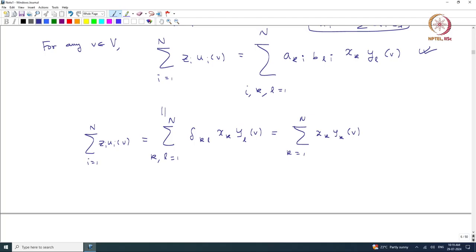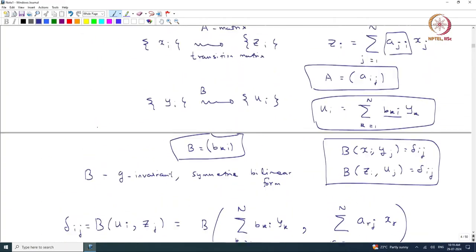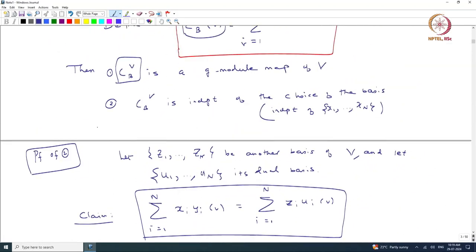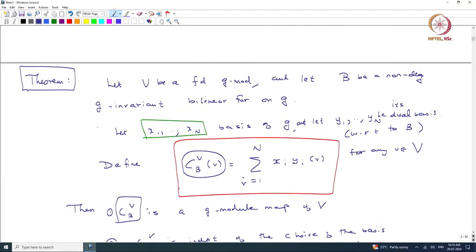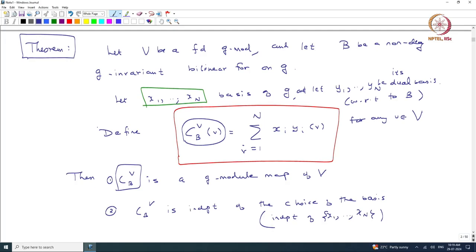These are all called Casimir operators, as we have already seen. Once we have a non-degenerate bilinear form on G, we are able to create Casimir operators. But the only thing we do not know is whether these Casimir operators are 0 or non-zero. That is the non-trivial thing that we need to determine.